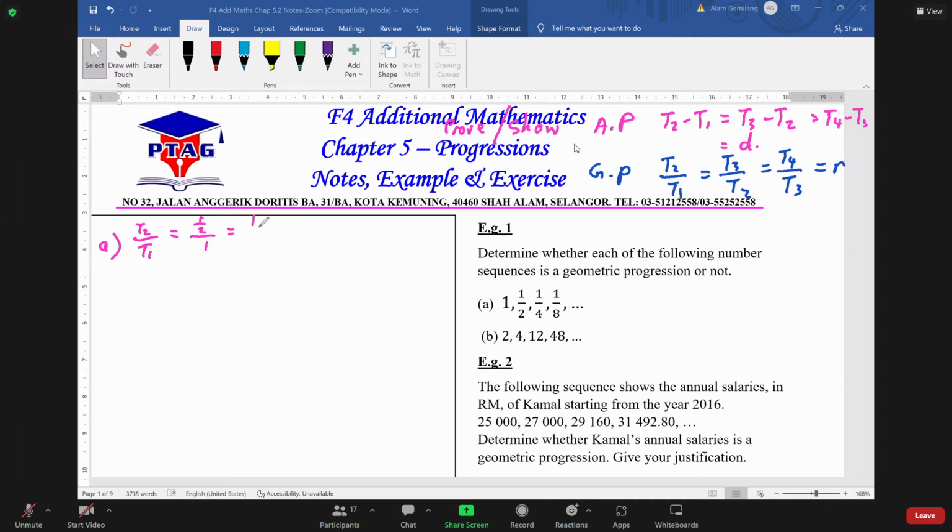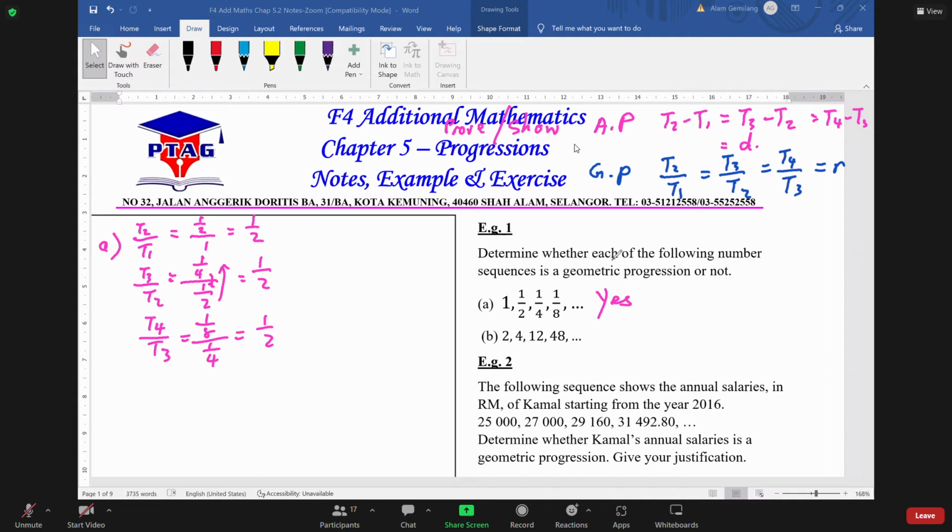So it's 1 over 2. T3 divided by T2 is 1 over 4 divided by 1 over 2. This one comes down, this one goes up, simplified, you still get 1 over 2. T4 divided by T3 equals 1 over 8 divided by 1 over 4, so you still get 1 over 2. So this is a geometric progression.